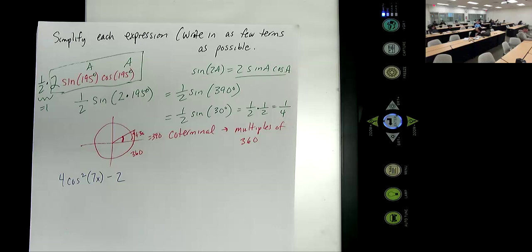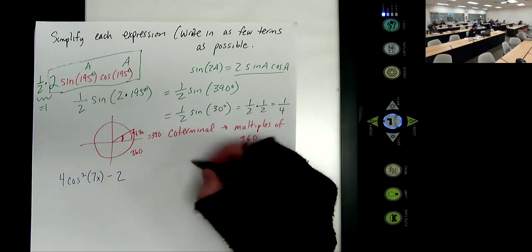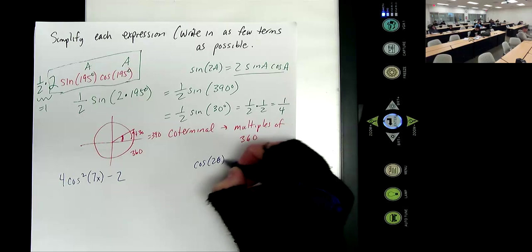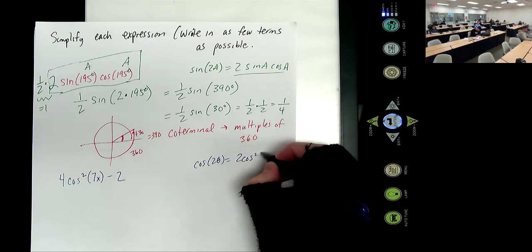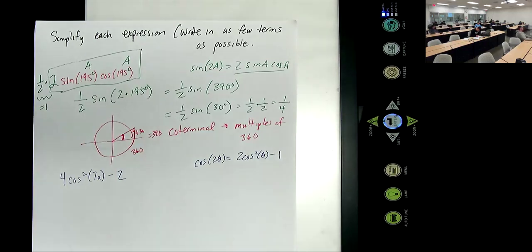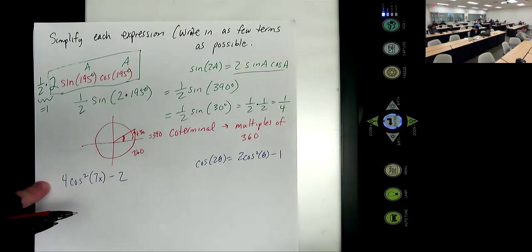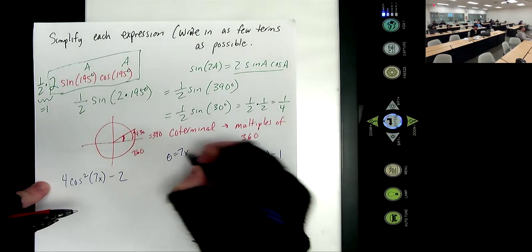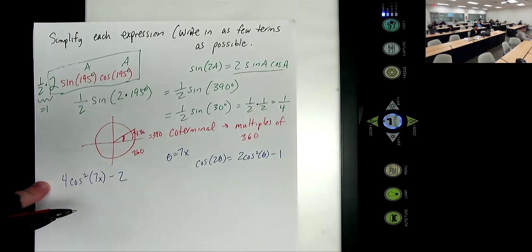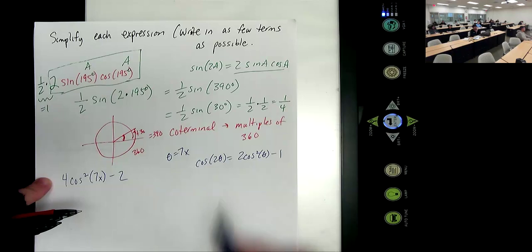Which formula has a cosine squared in it? Cosine of 2 theta equals 2 cosine squared theta minus 1. Or minus sine squared, but we don't have a sine squared here, so I'm going with the one that doesn't have a sine squared. Are we close to that here? Yeah, we have 4 cosine squared of 7x. We can say theta equals 7x, that matches up. But we've got a 4 here and it's a 2 there.